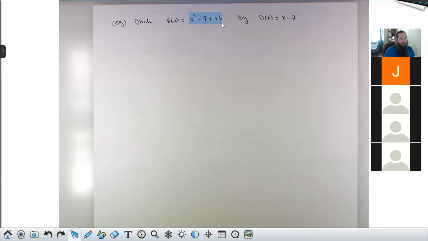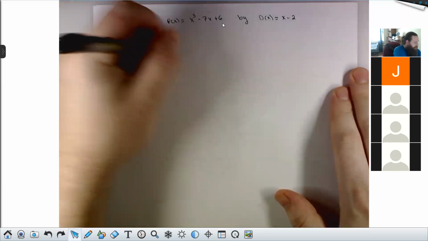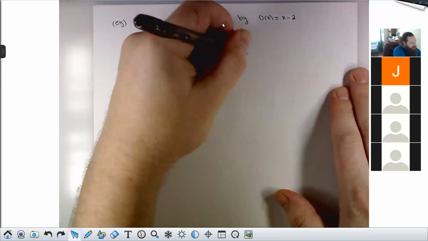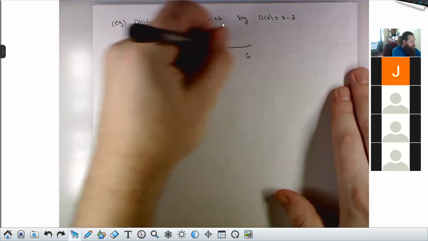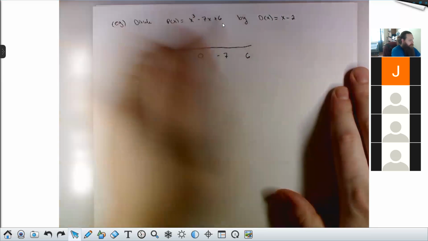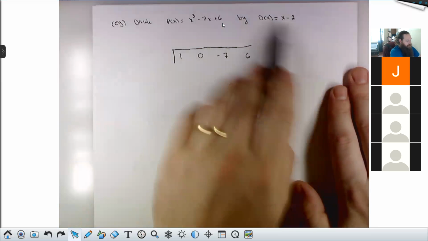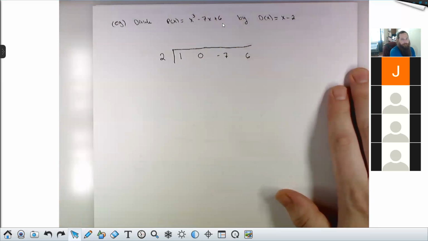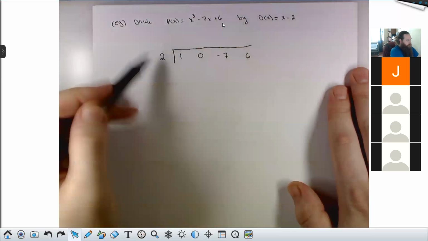The catch is, when you write down the coefficients of p of x, just like we did with the long division, you've got to insert the missing terms as zeros. So here's what I'm going to do. The coefficients of p are 1, 0, negative 7, 6. This is x cubed plus 0x squared minus 7x plus 6. And then remember over here, the thing you put is the root of d of x. It's the number that would make this 0. Or if you prefer, it's the c in x minus c. So if this was x plus 3, you would put a negative 3 here. If this was x minus 7, you would put a positive 7 here.